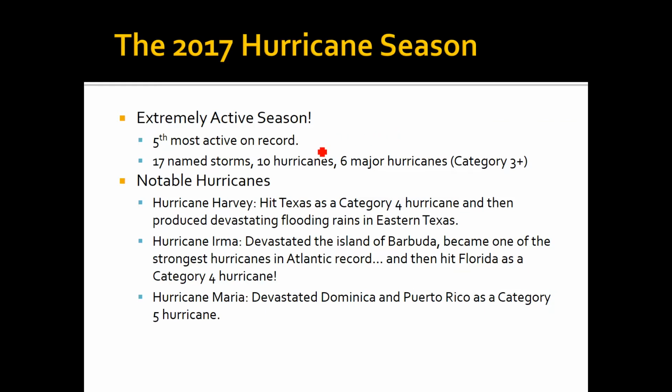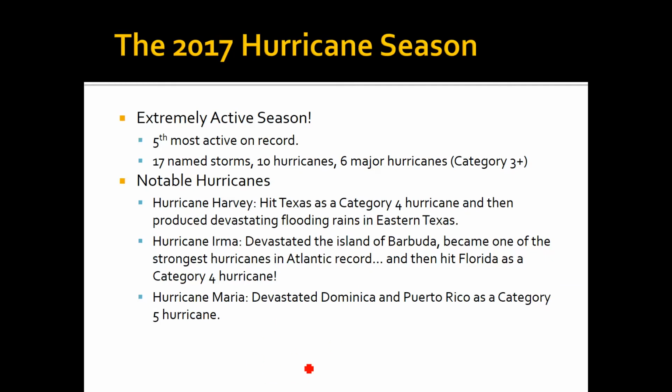Now this is very impressive right here because most years only give us 1 to 2 major hurricanes. This year we had 6. 2017 produced 6 major hurricanes. The most notable hurricanes: Hurricane Harvey, which produced tremendous amounts of damage along Houston. Hurricane Irma, which, as I mentioned earlier, devastated Barbuda. That's one of the islands in the Caribbean, and was actually one of the strongest hurricanes in Atlantic record. It had wind speeds at one point of above 185 miles per hour.